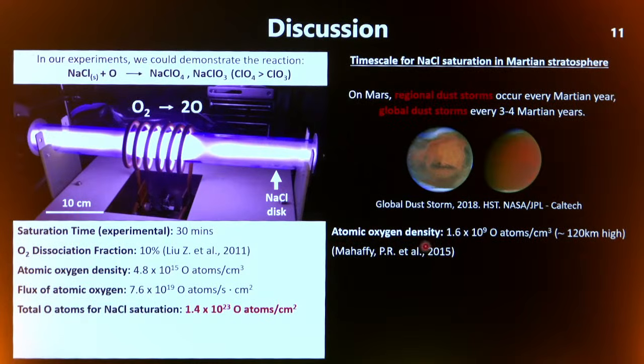In assuming this density, I can also calculate the flux, and knowing the total number of oxygen atoms, I can estimate the time for saturation of a halide surface on this Martian atmosphere, which would be around 170 years, which geologically is a very short period.